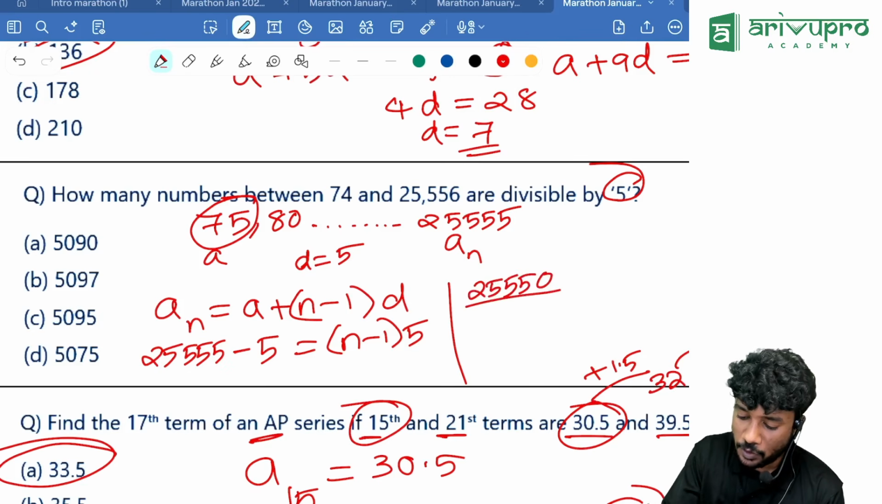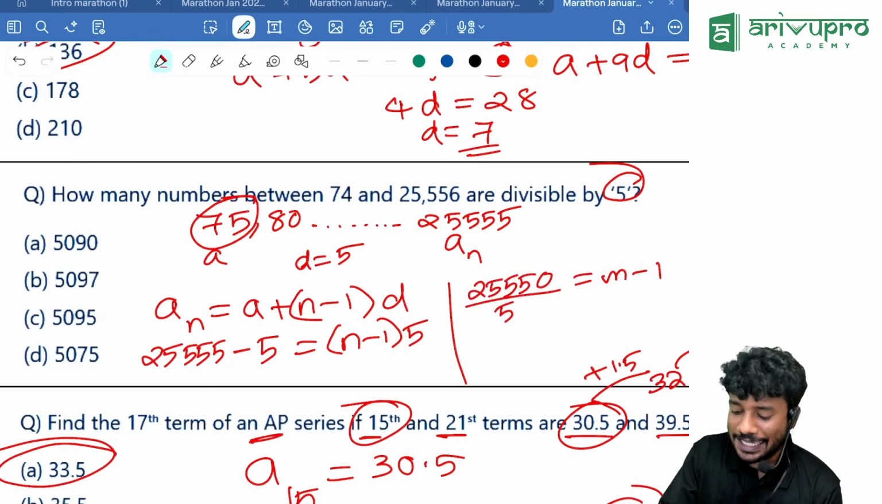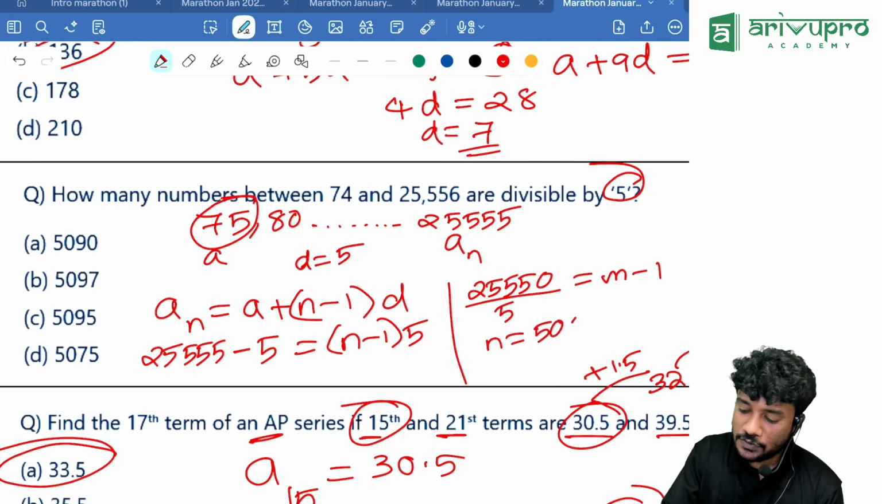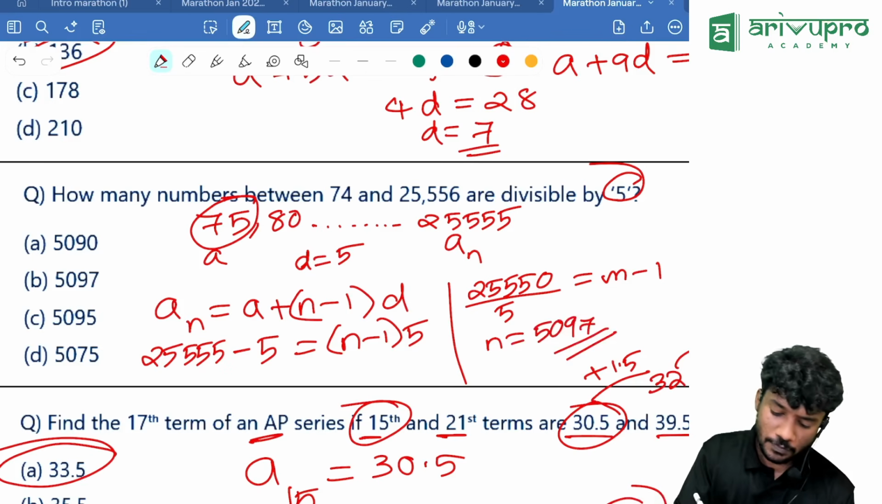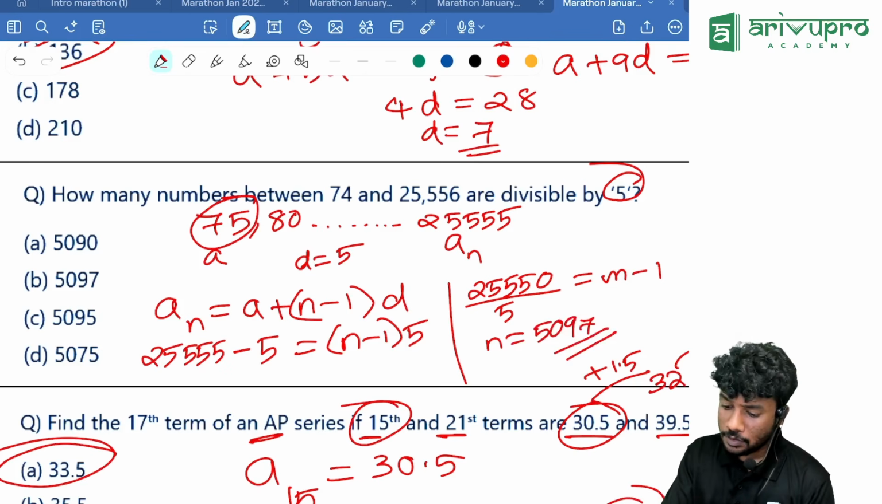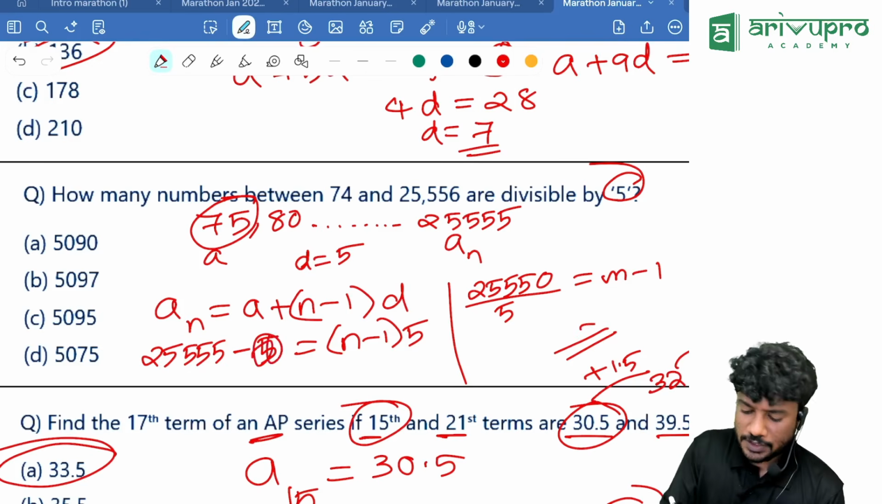25,550 divided by 5 is equal to n minus 1. From that you will find n. N is equal to how much? 5097. Yes. Which one? Okay, 75. Sorry. Yes.